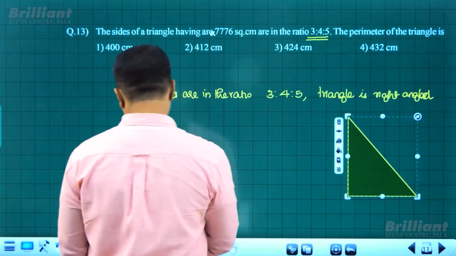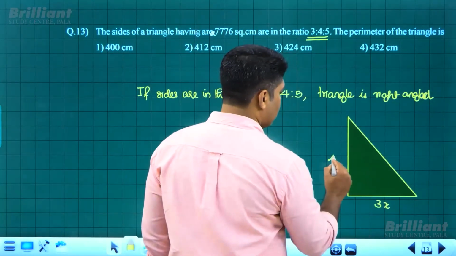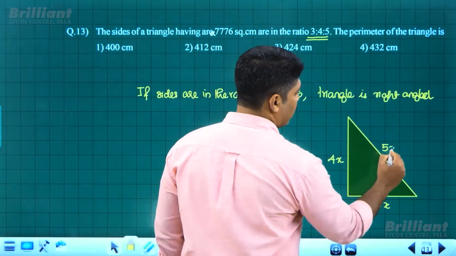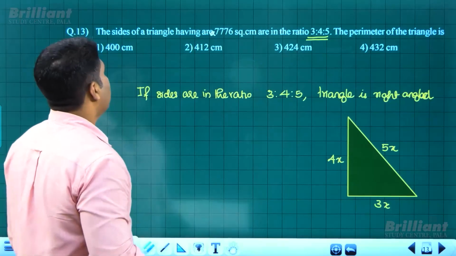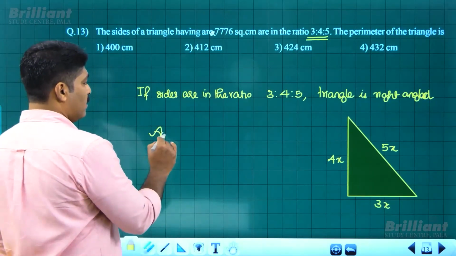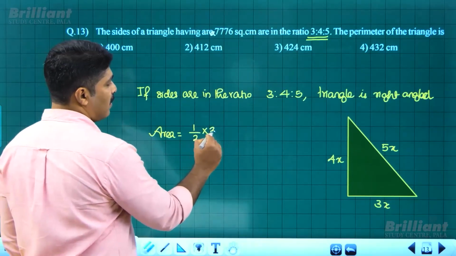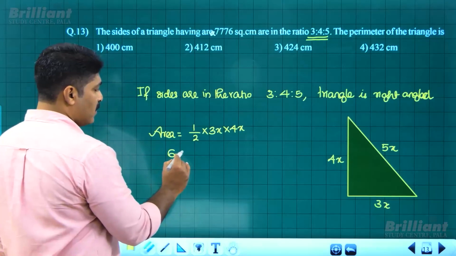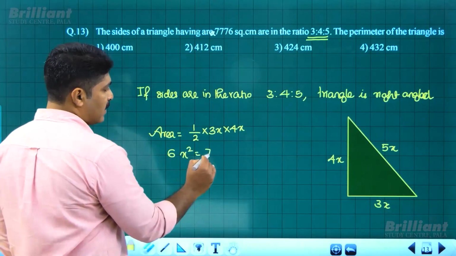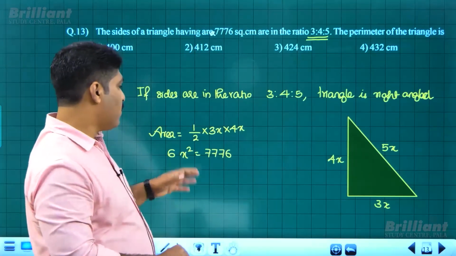So we are considering the triangle, its sides are 3x, 4x and 5x. Got it? Then we can consider what is the area here. So the area of this triangle is half of base into height, which is equal to 6x square. 6x square is given as 7776. From this we can find out the value of x.